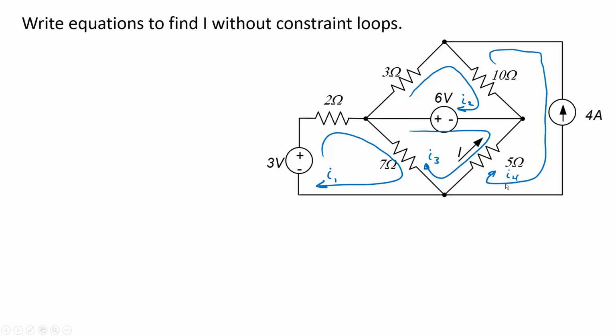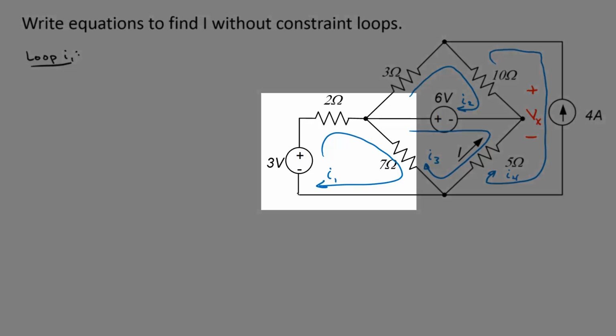So I don't kill my sources, and my mesh currents go around any enclosed non-overlapping areas that are originally in my circuit. Now if I don't use constrained loops, I do have to define my voltages across current sources as unknowns. So I need to define the voltage, I'll call it V sub x, with this assumed polarity across the 4 amp source. Now let's write equations for the 4 mesh currents.